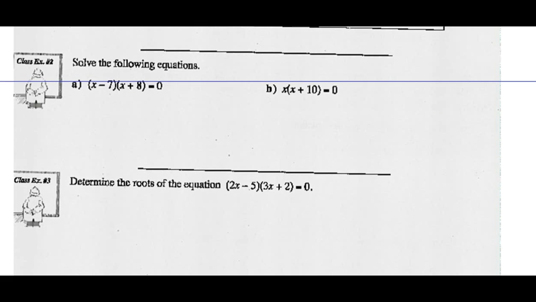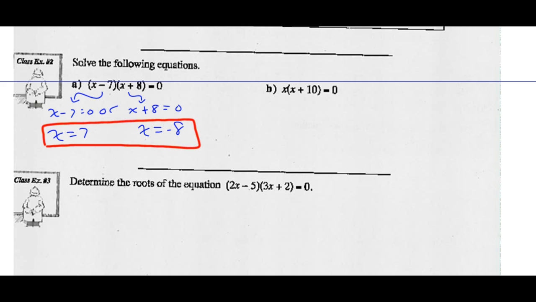Take each variable term and set it to 0. So x minus 7 can equal 0, or x plus 8 can equal 0. And those are very simple equations to solve. Add 7 to both sides, so x equals 7. Minus 8 from both sides, x equals negative 8. Those are our two solutions. X equals 7 or x equals negative 8.